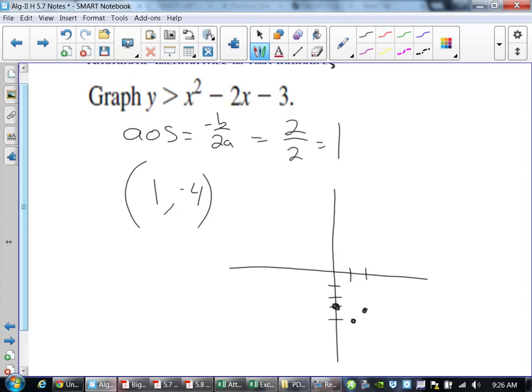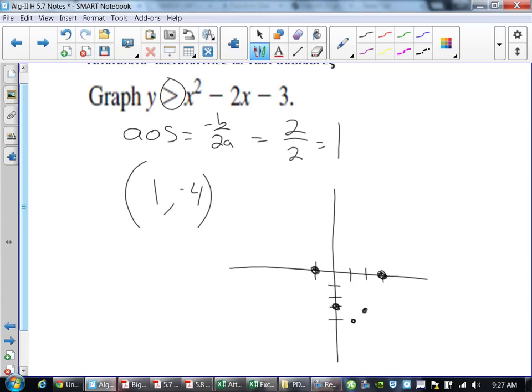3 squared is 9. Minus 6 is 3. Minus 3. What do we have to put on that point? I want you guys to do 2 sets. Notice by using symmetric twins, it's really, really easy to do that. So now you know it's up like a cup.